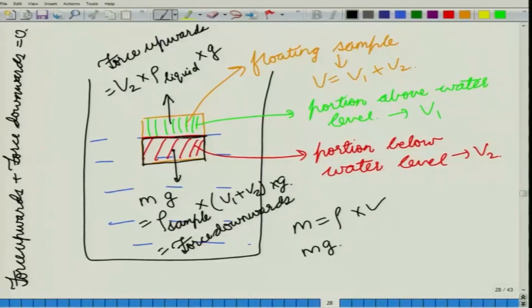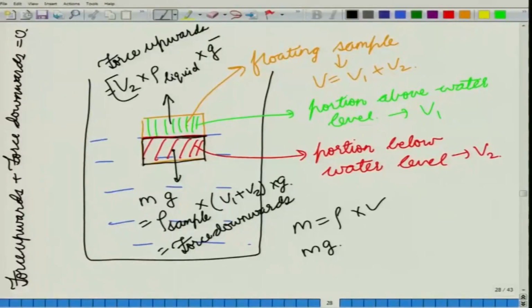Now, remember that force is a vector quantity. So, when we say a vector quantity, it has a unit and it has a direction. So, let us take the upward direction to be the positive direction. In that case, any force that is acting upwards will be given a positive sign, and any force that is acting downwards will be given a negative sign. So, the force upwards will be given by this value with a positive sign, and the force downwards will be given by this value with a negative sign.